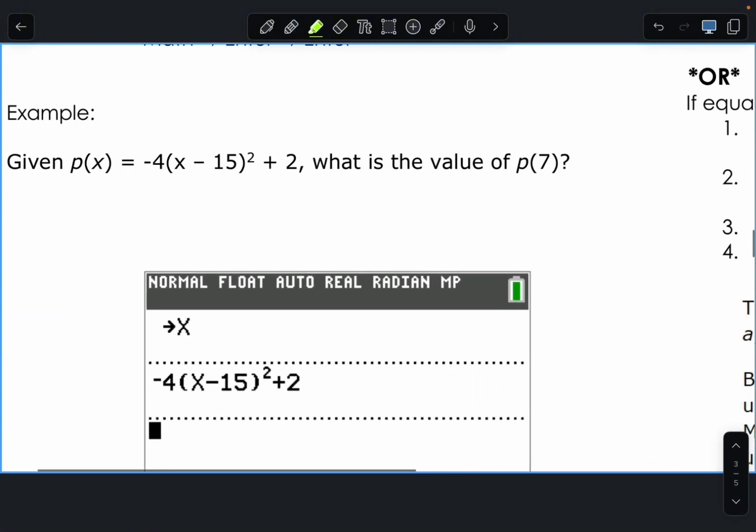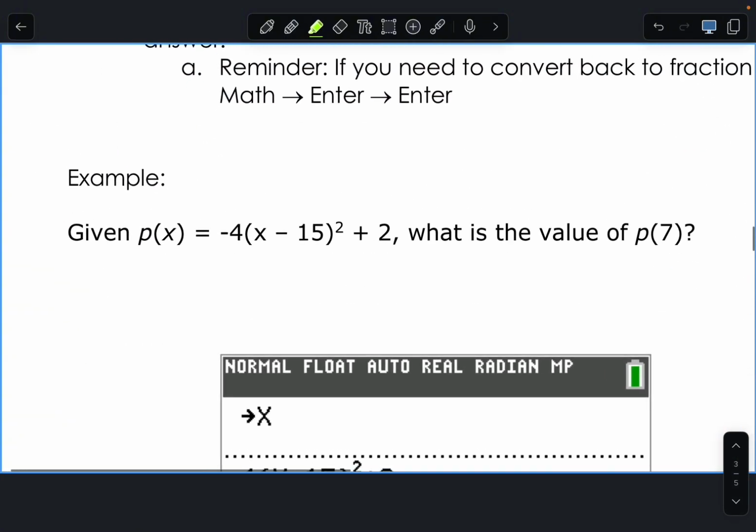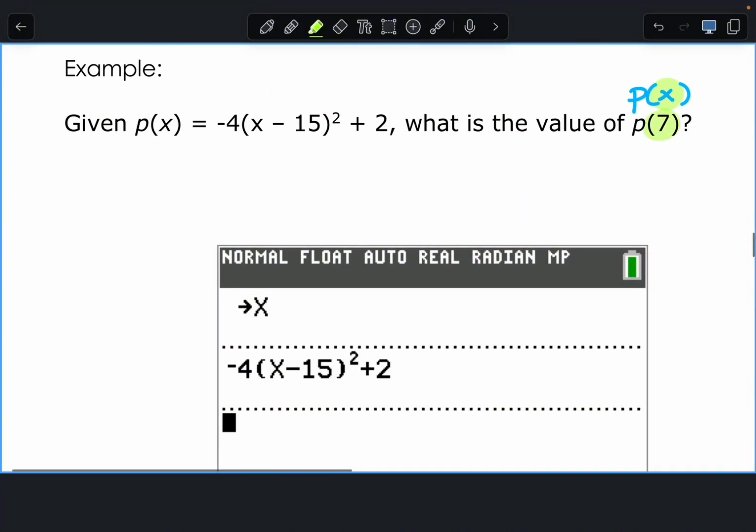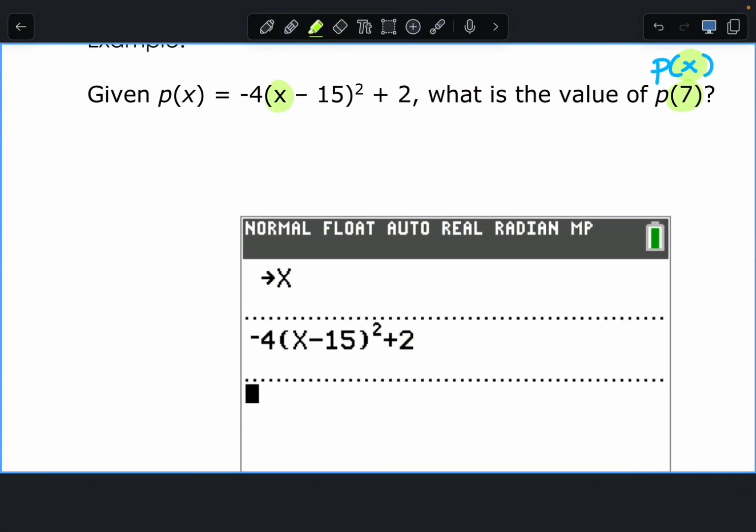Given p of x is equal to this equation, what is the value of p of 7? What do they want you to do with the 7? Put it in the x. Put it where you see the x. You can manually put it, or you could use the store feature. I like using the store feature because sometimes I don't plug numbers in correctly. All you do is put a 7 in the spot where the x is. So once again, 2 different ways to do it. The first way is using the store feature.